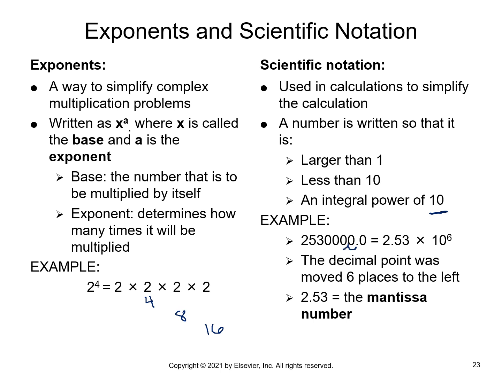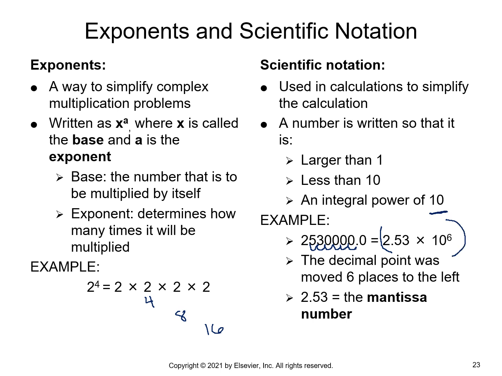So 1, 2, 3, 4, 5, 6. And if we were to move that 6 places to give us 2.53, then we know that we need to multiply that number by this large number here: 10 times itself 6 times, or 10 to the 6th power, where 10 is our base. And then that gives us this simplified number here. So this would be our total number.